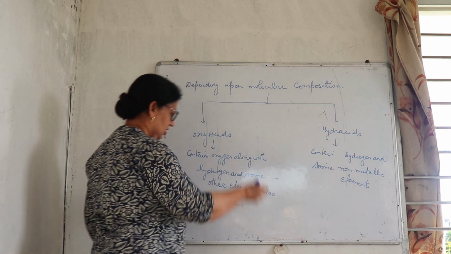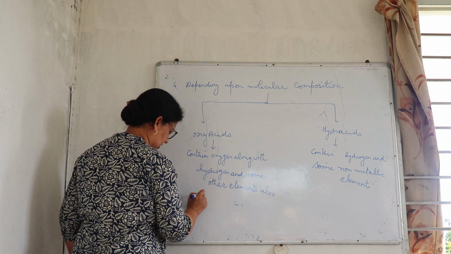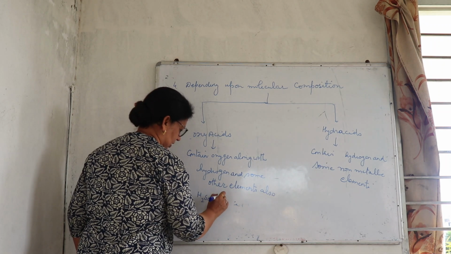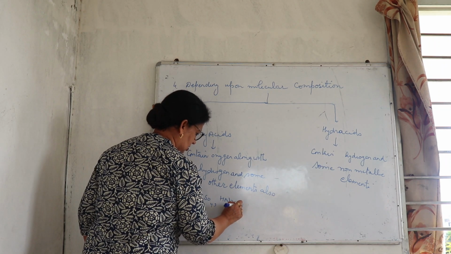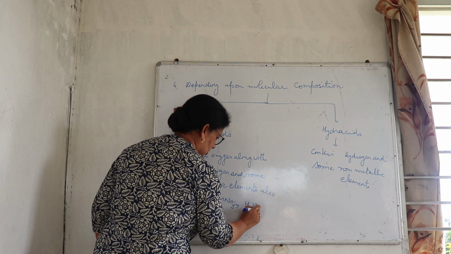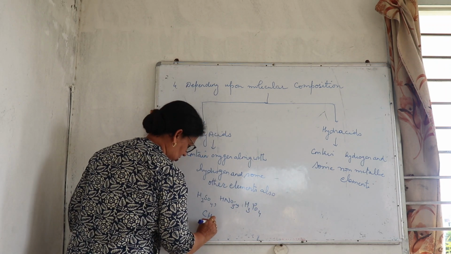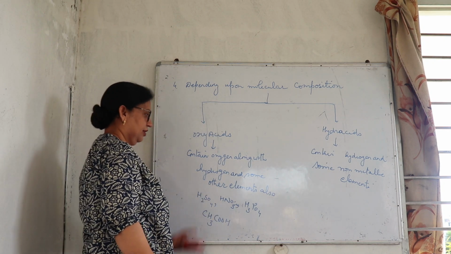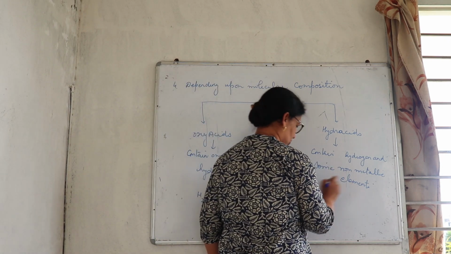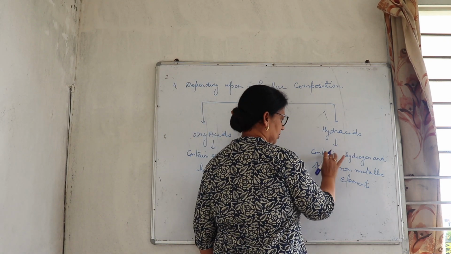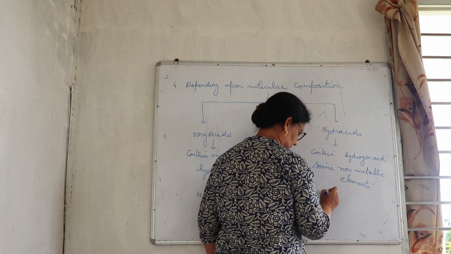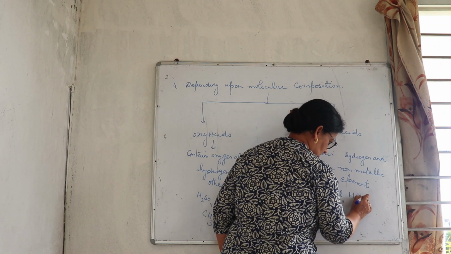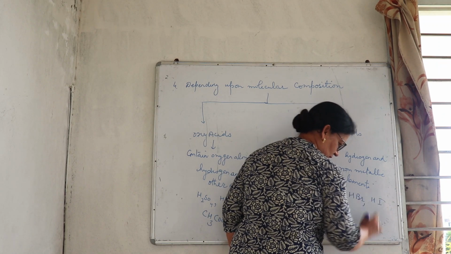So which acids contain oxygen along with hydrogen? That is H2SO4, HNO3, H3PO4, CH3COOH, all containing oxygen along with hydrogen. And hydra acids, which do not contain oxygen but contain hydrogen and some non-metallic elements, that can be HCl, that can be HBr, that can be HI, etc.